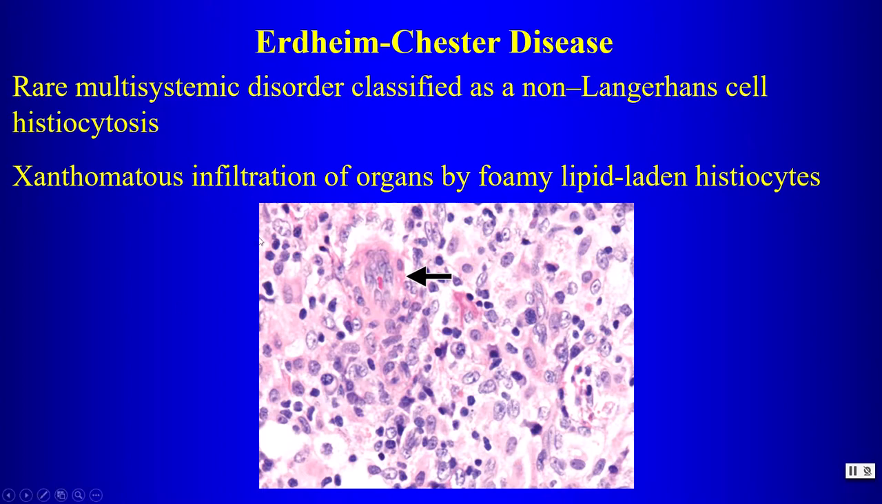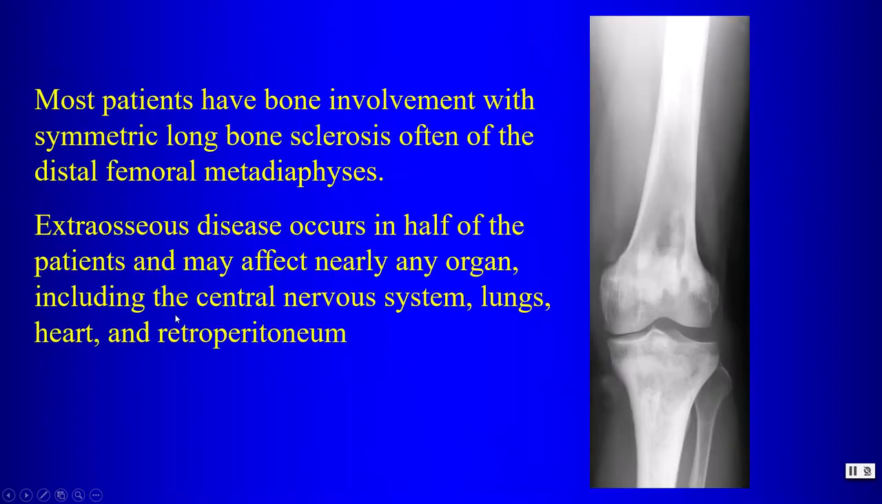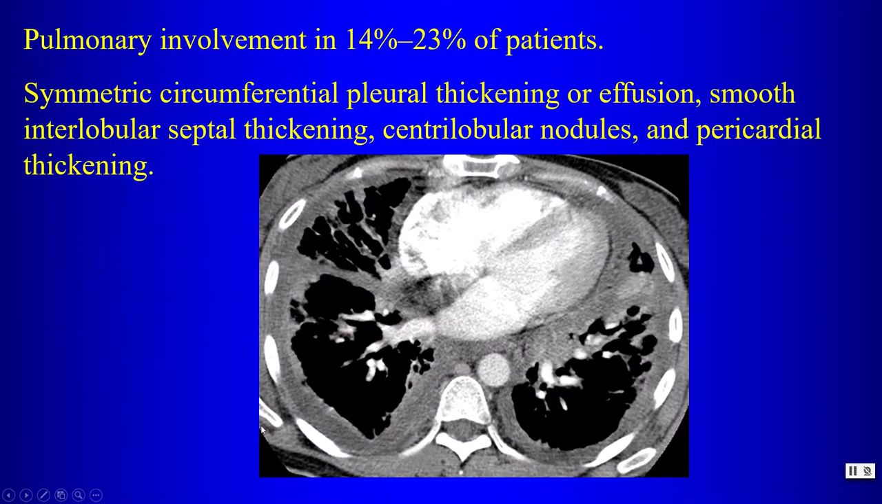These patients have xanthomatous infiltration of organs by foamy lipid-laden histiocytes. Most patients have bone involvement with symmetric long bone sclerosis, often involving the distal femoral metadiaphyses. And extraosseous disease can occur in half of the patients. That can affect nearly all organs, including the lungs and retroperitoneum. So pulmonary involvement, this gives you symmetric circumferential pleural thickening with effusions and smooth interlobular septal thickening.